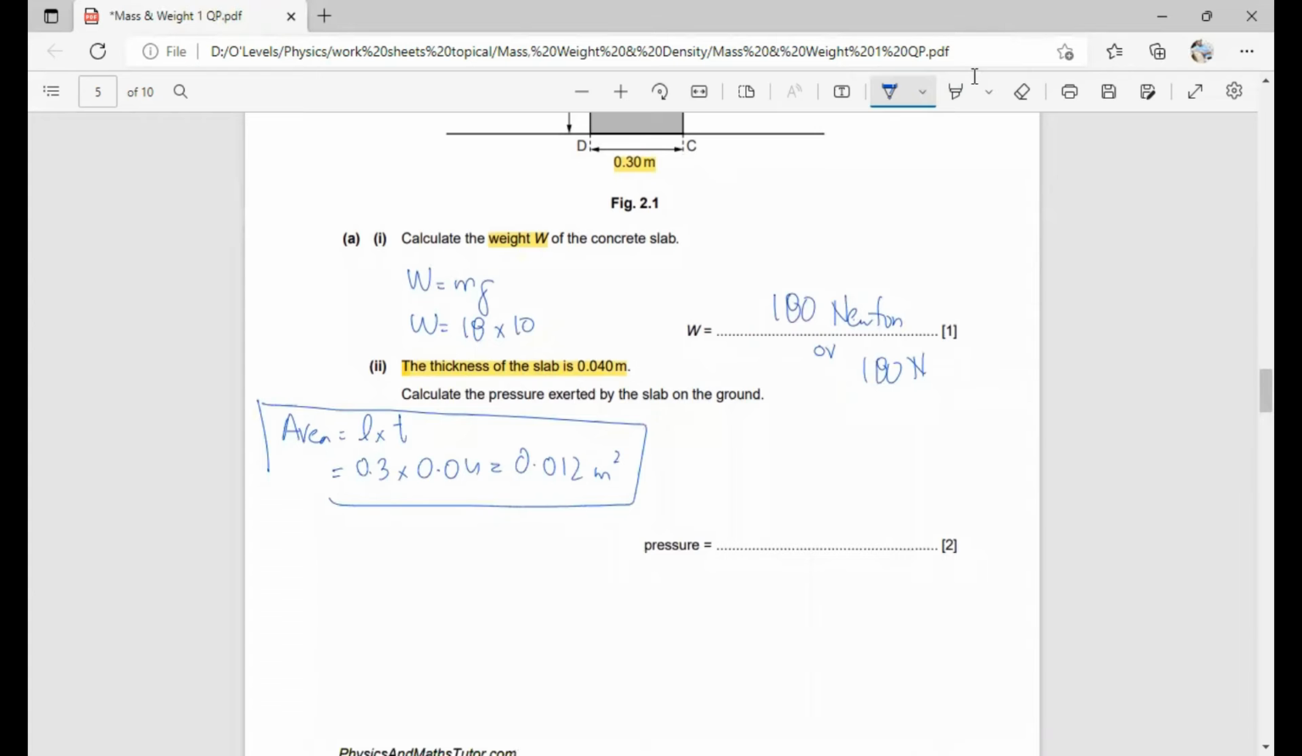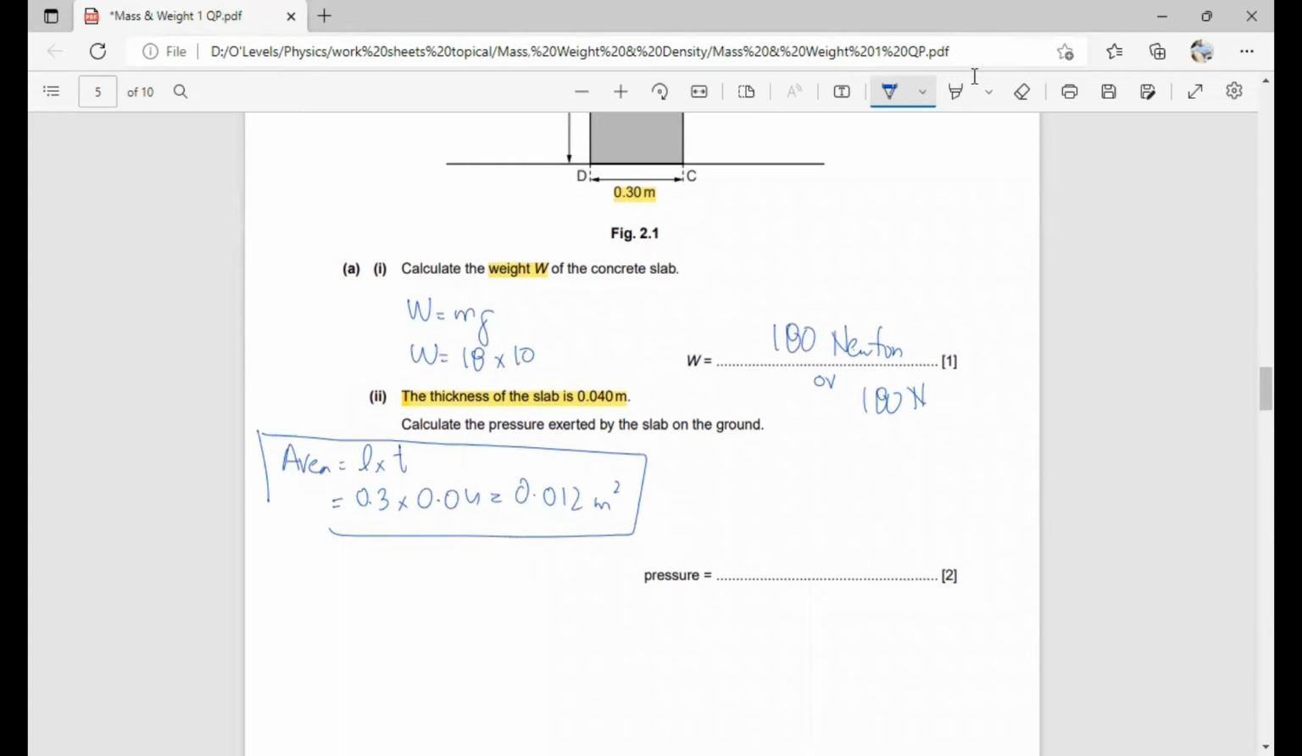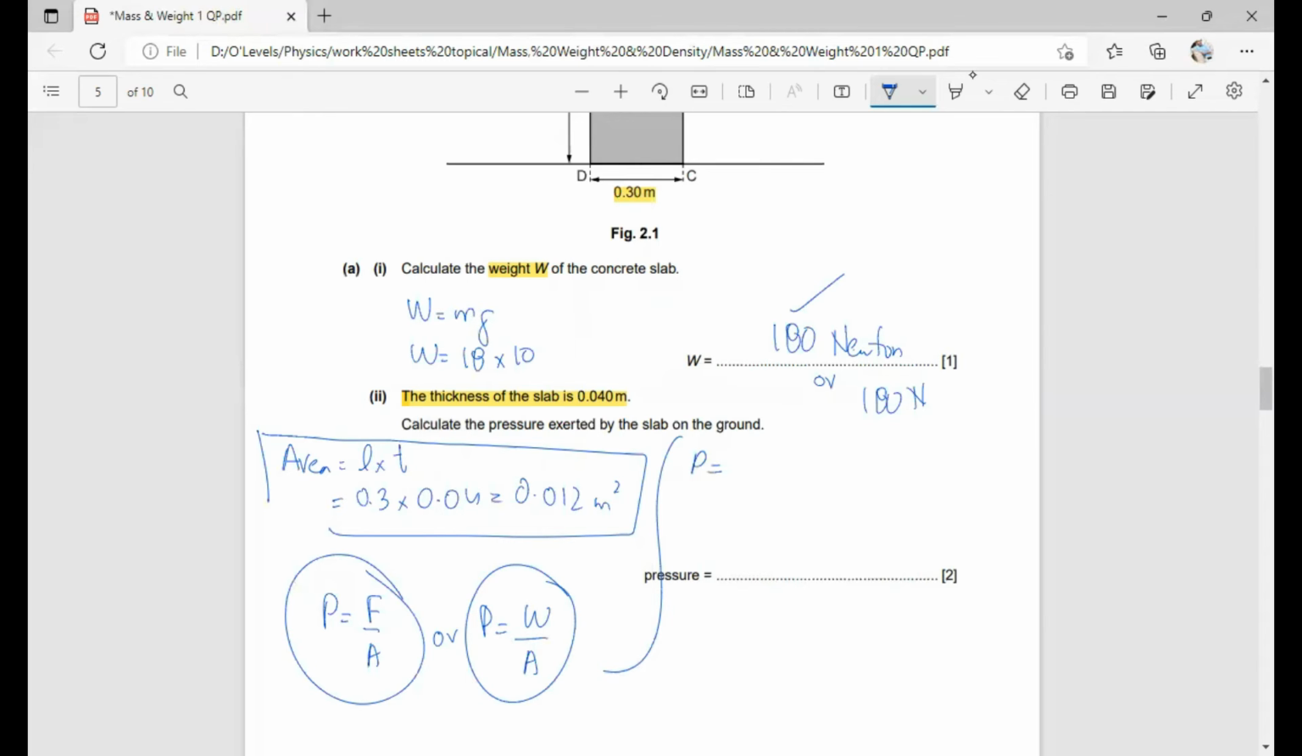After that, you know the formula for the pressure that we have learned: F over A, force upon area. So force, that is your weight, which is applied. So we can write P is equal to W upon A. So simply putting the values, what do we get? 180 upon 0.012.